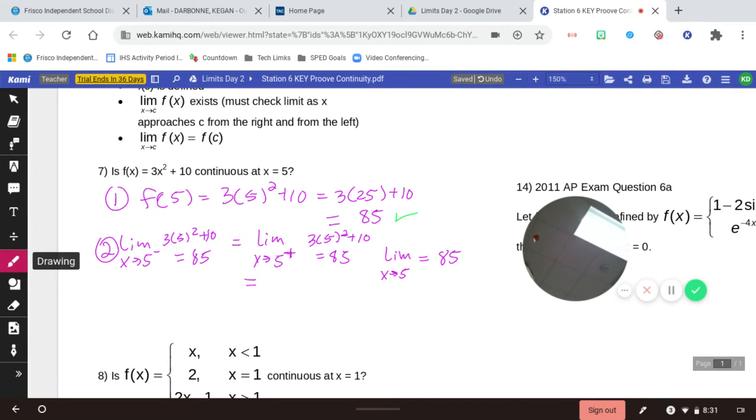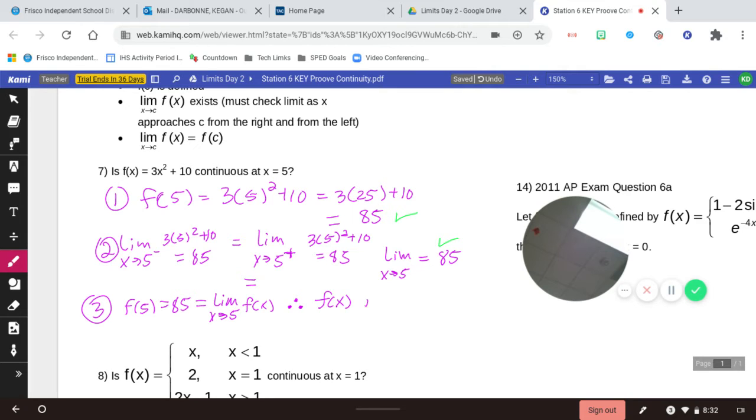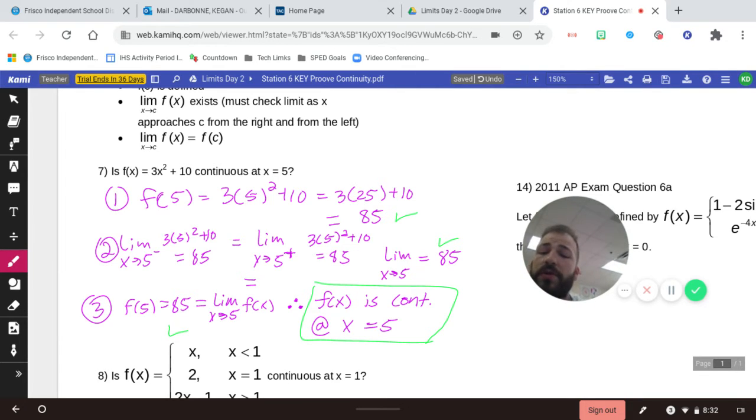So step 2, good. Step 3, we want to show that they are equal to each other. Okay, so all I do is I take those values, f of 5 equals 85, which equals the limit as x approaches 5 of f of x. Therefore, f of x is continuous at x equals 5. Nice and easy. Okay, so those are those 3 steps.